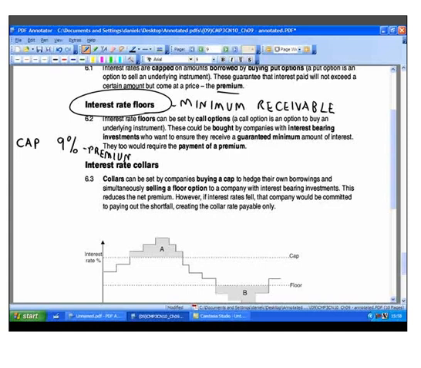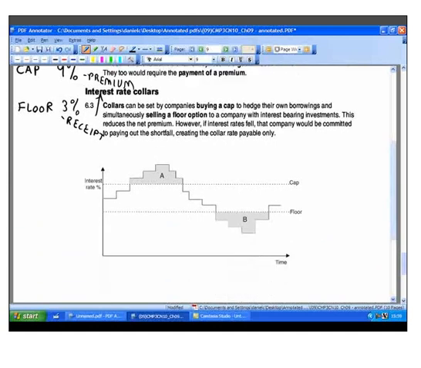However, what I might do is offer the bank to sell a floor. So I might sell a floor of, say, 3%. That means that if interest rates go below 3%, I will still pay the bank 3%. So the bank will benefit from that if interest rates go down. That means that I will have a receipt from my floor that I can use to reduce the cost of the premium. So it's not going to cost me as much as a simple cap would. Where that will leave me is with a collar. I will combine a cap and a floor to create a collar.